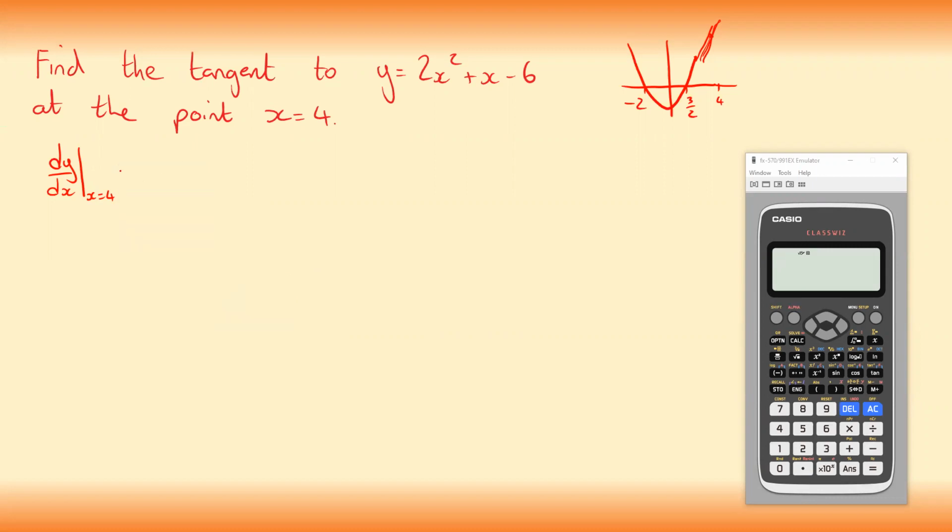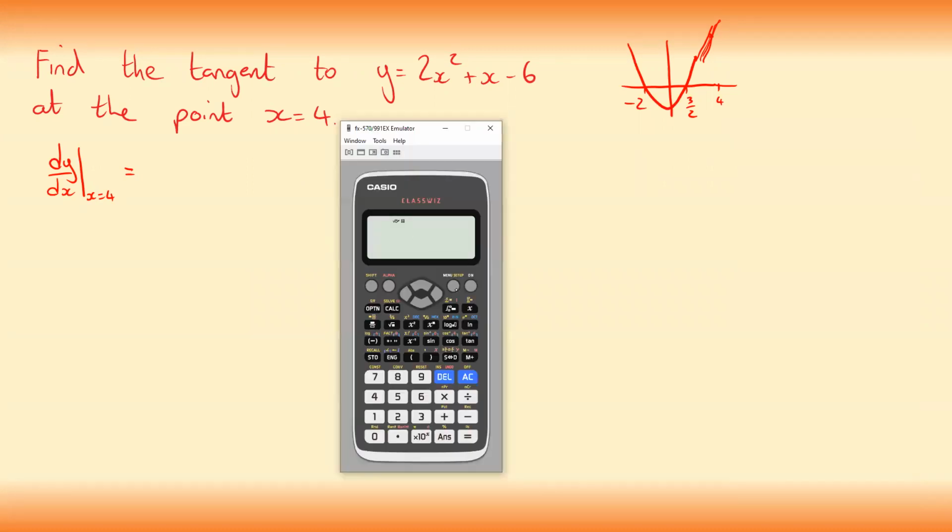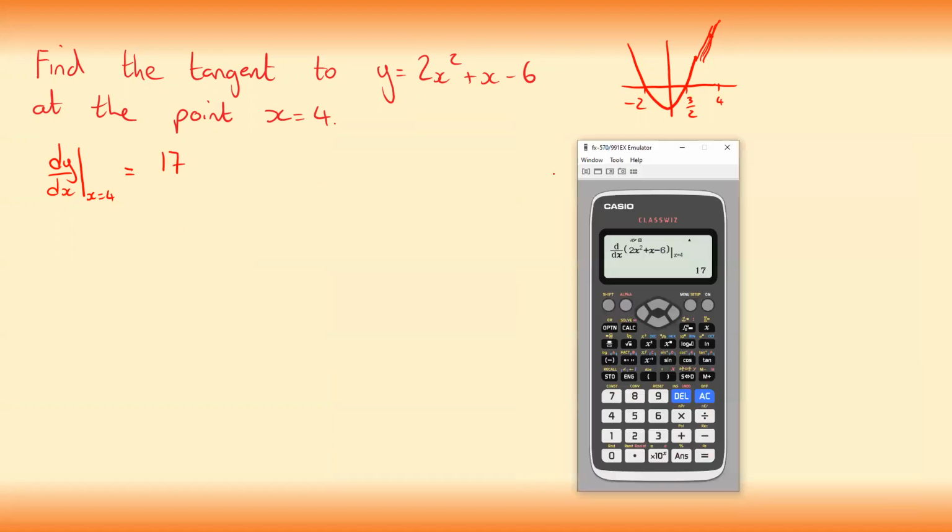Okay, so once I've done that, I'd get an answer. I'm actually going to do this purely on my calculator. So again, using the d by dx button, it's just at the top here. I need to put in this equation. I don't want to differentiate first. So I'm going to press shift and then d by dx. So basically this notation here, and I'm going to put in here 2x squared. So I'm putting in my actual equation here, plus x minus 6. And I want to evaluate that when x is 4. And it simply tells me 17. So at that point, the gradient would be 17.